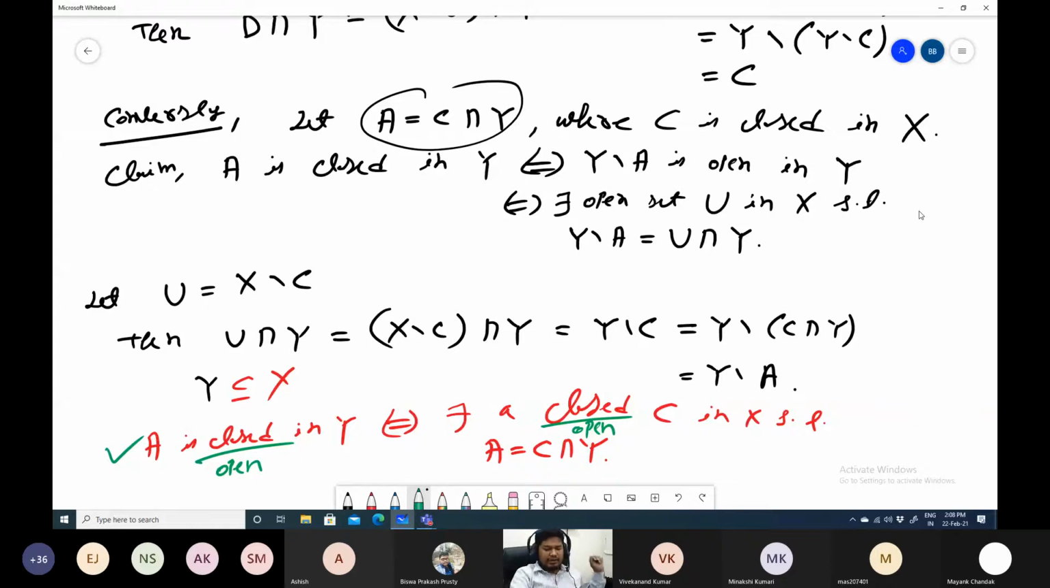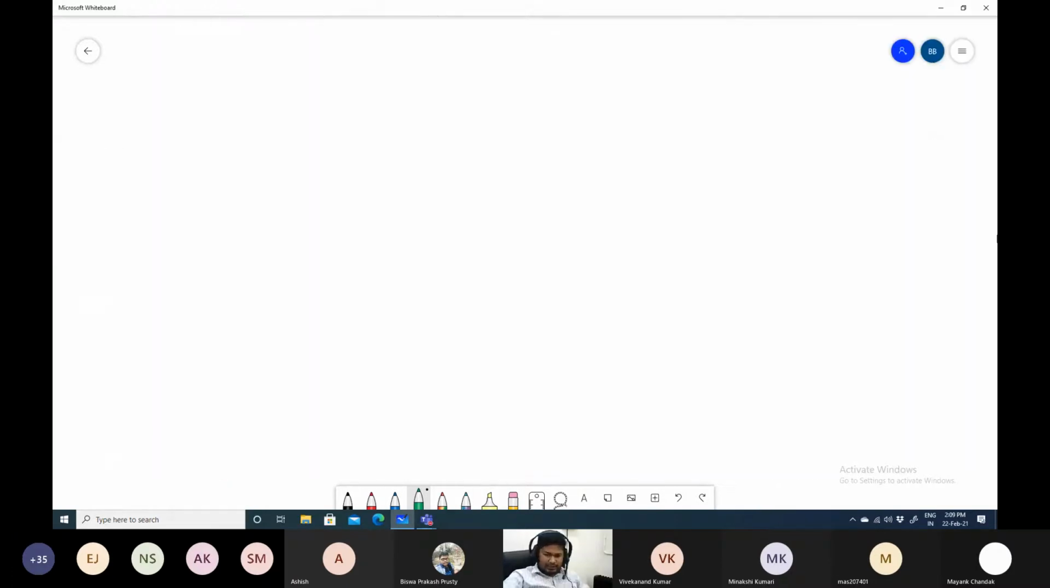Right, now we know another definition of a closed set, that is, a set A is said to be closed if A equals A closure, right? So last time we defined that closure as well. Now we prove the similar statement here for the subspace topology.